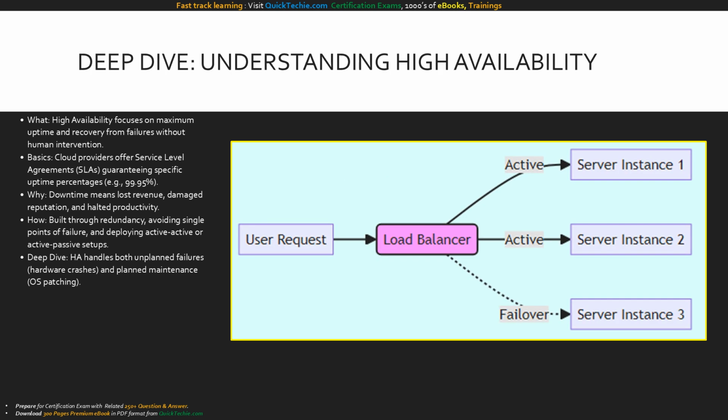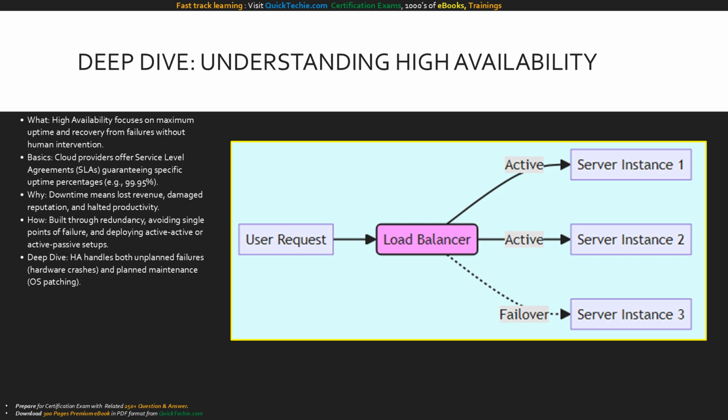Now that we have the big picture, let us zoom in on high availability. At its core, high availability is the strategy and implementation of maximizing your system's uptime. The cloud natively supports reliable infrastructure through a decentralized design. Cloud providers like Microsoft Azure back this up with financial guarantees known as service level agreements, or SLAs. For instance, you might see an SLA of 99.95% uptime for properly configured virtual machines.